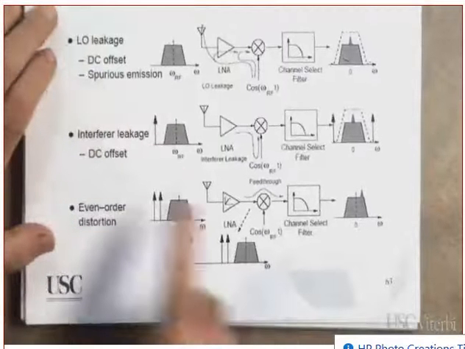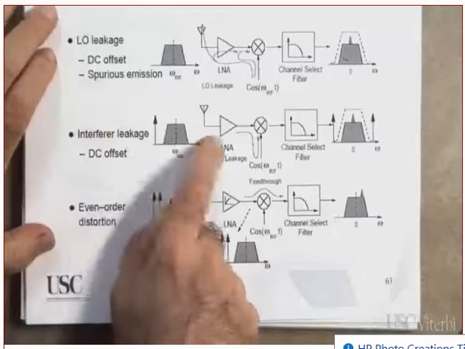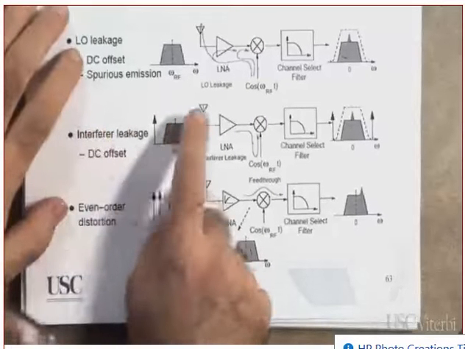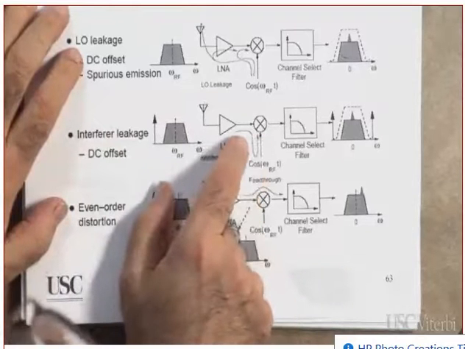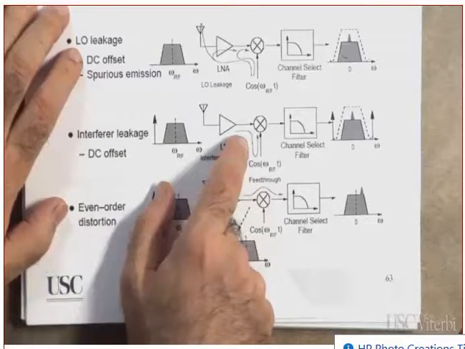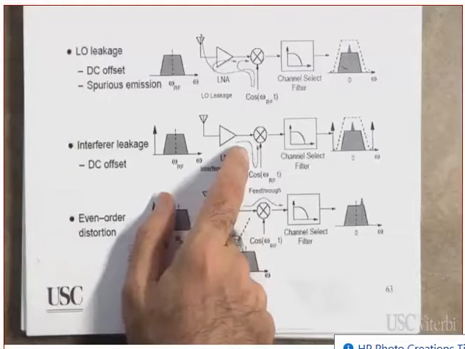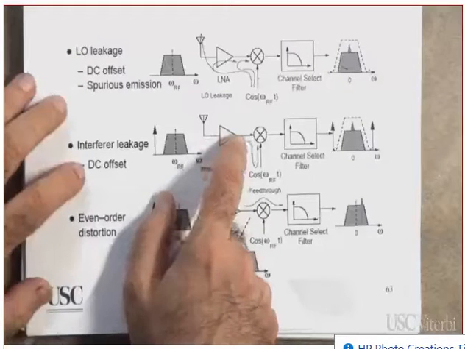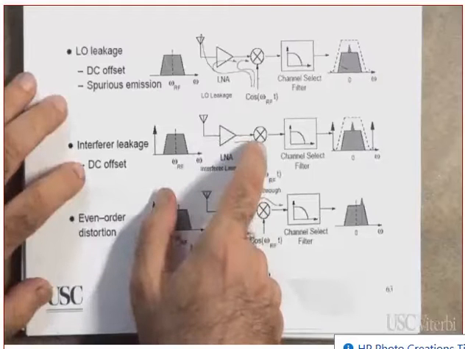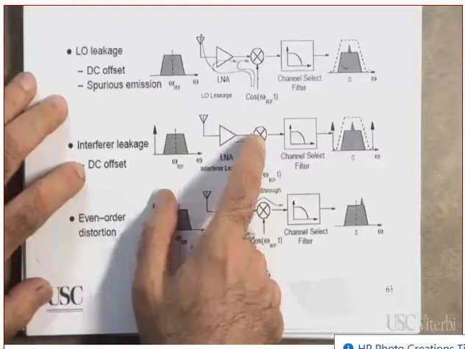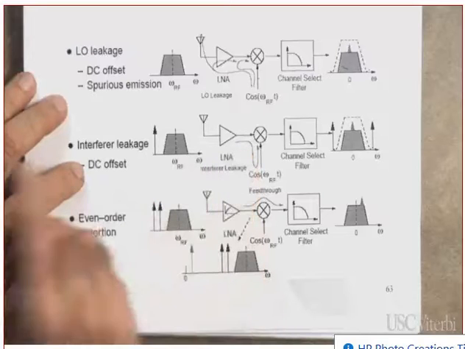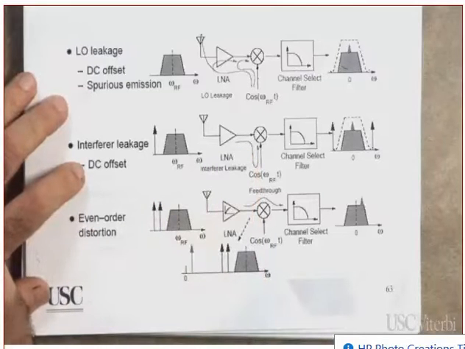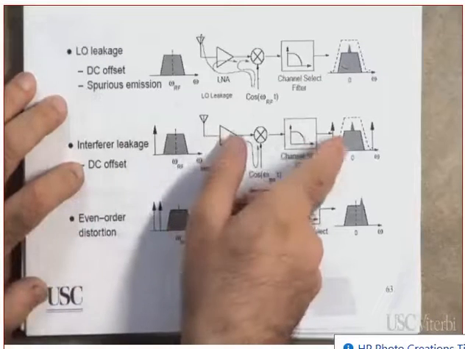Tell me about this one. An interferer, an interferer leak. Notice, by the way, this interferer does not have to be at the desired channel. But it leaked from the RF port to the local oscillator port, and it will mix with itself. Did you understand what I just said or not? Yes or no? This is also going to be here.